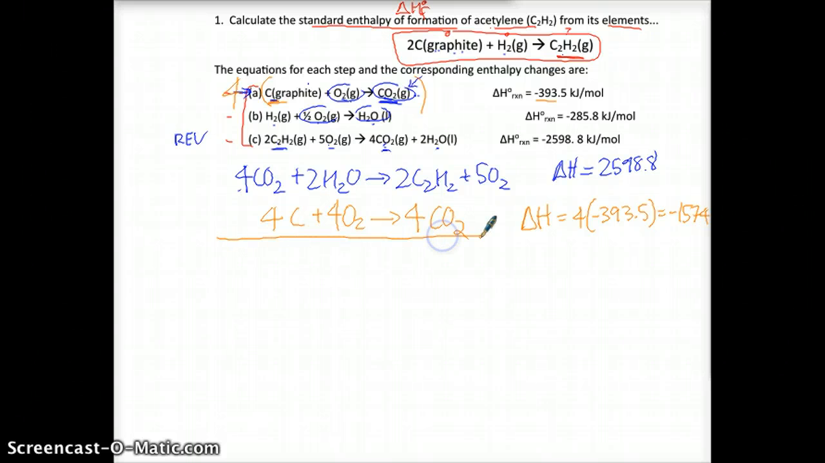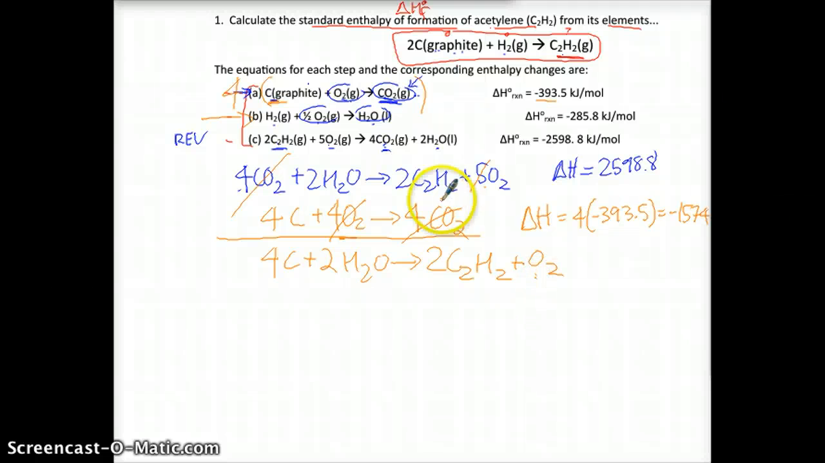Let's add these together and see what I get. So my CO2s cancel. Does anything else cancel? Well, I have 4 oxygens here and 5 over here, so I'm going to be left with 1 oxygen on the right. So I'm going to be left with 4 carbons plus 2 waters produces 2 acetylenes and 1 oxygen. Okay, so now how can I use this other step here in order to make the overall reaction? Well, I still have this O2 and this H2O. They need to be canceled. I see that I have 1 mole of O2 over here, and I have half a mole here. So that's indicating to me I need to multiply this second step times 2.